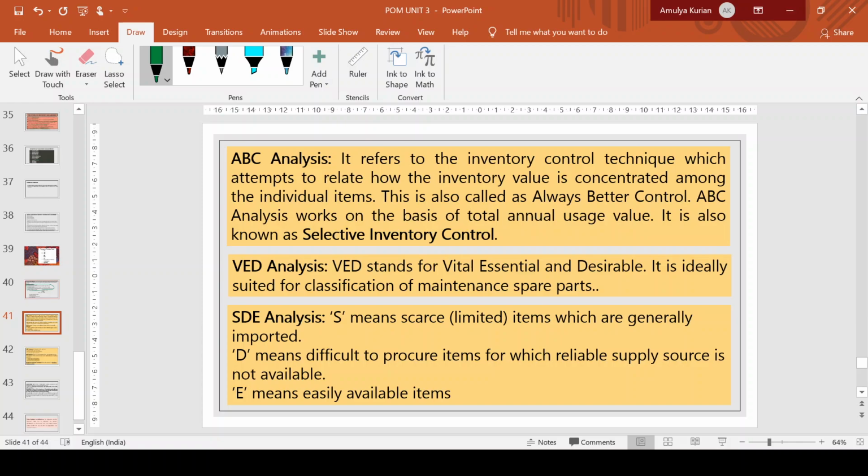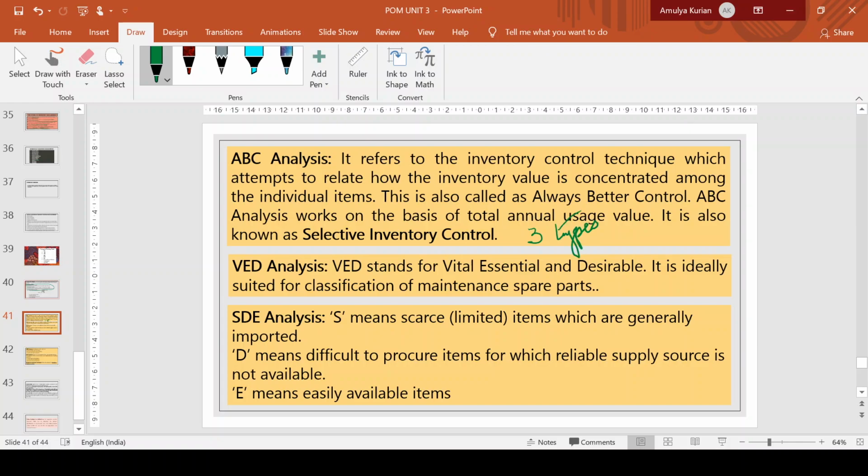It refers to the inventory control technique which attempts to relate how the inventory value is concentrated among the individual items. So ABC analysis works on the basis of total annual usage. Basically, in ABC analysis, the inventories are grouped into three types.